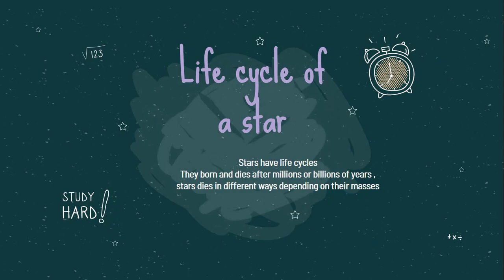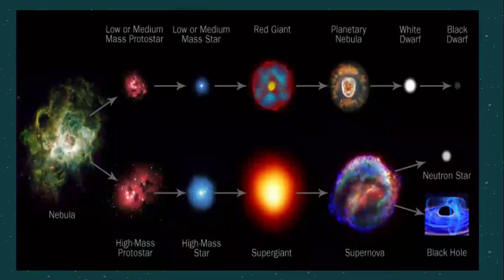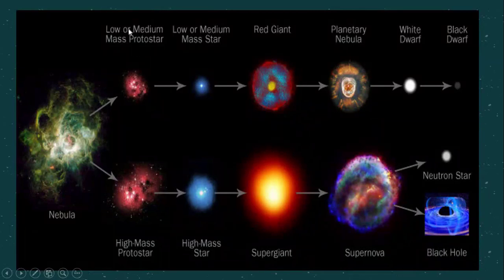The small stars or the medium-sized stars die in a different way than the massive stars or the big stars. As you can see in this picture, they all start with a nebula, but the low mass stars have a life cycle that differs from the massive stars or the big stars.